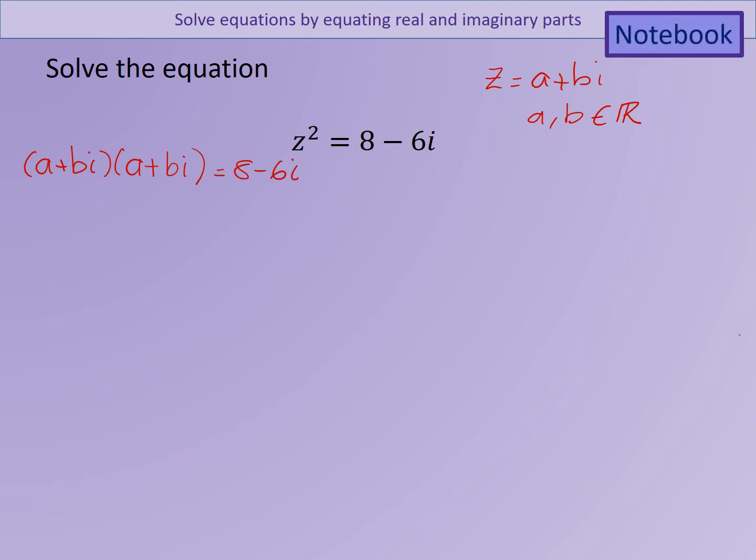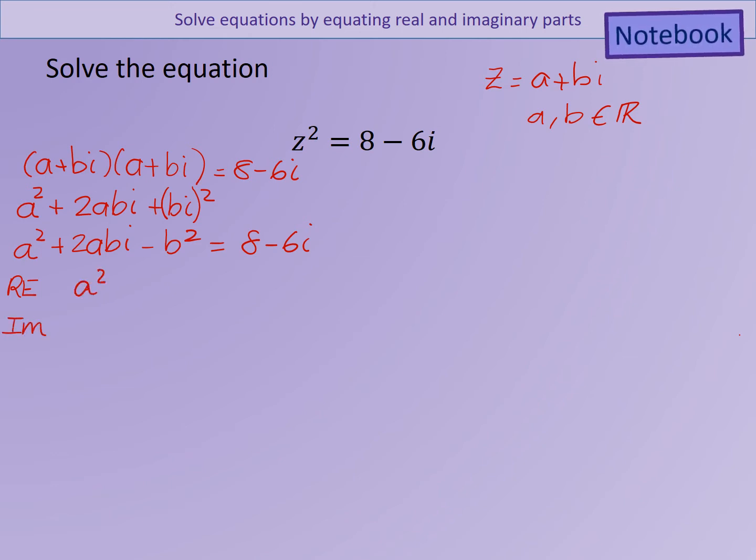So the left hand side, if we multiply that out, this will give us a squared plus 2abi plus bi all squared, which then will simplify to a squared plus 2abi minus b squared, and that is equal to the 8 minus 6i. If we equate the real and imaginary parts, we have a squared minus b squared is equal to 8, and we have 2ab is equal to minus 6. We then solve these simultaneously.